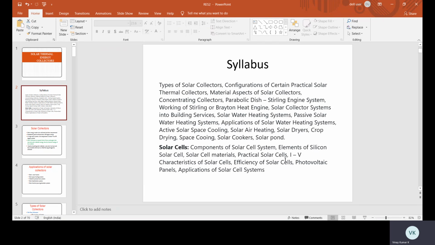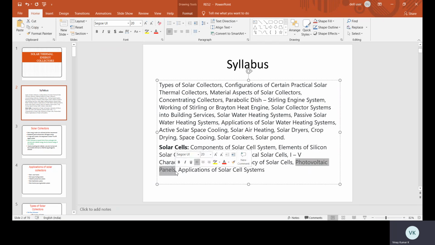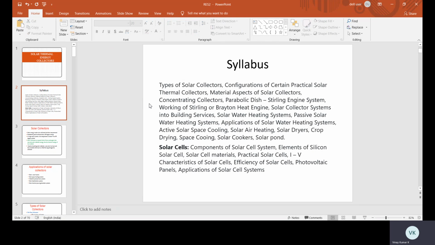These are very important for electrical students. These photovoltaic panels, photovoltaic constructions, this is having very good future for electrical students. So it is an interesting topic here, and applications of solar cell systems. This is the brief introduction syllabus of this module. Now let's see one by one.